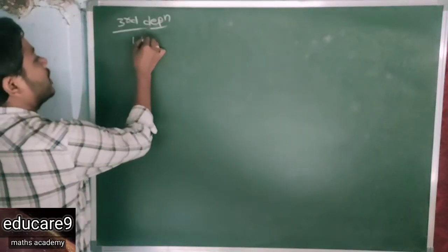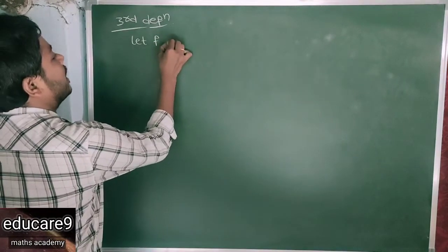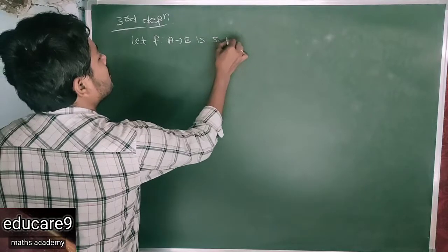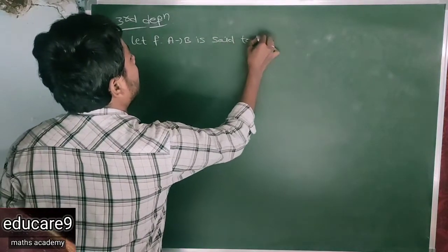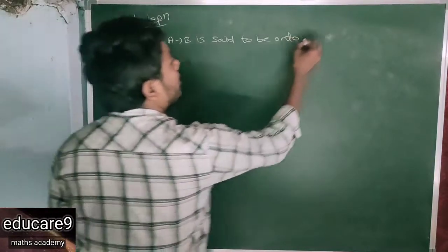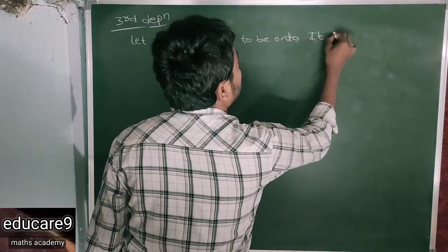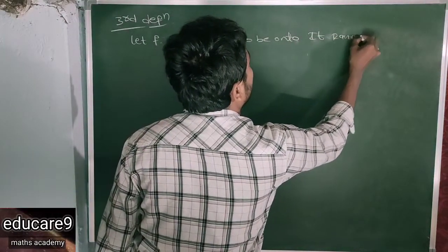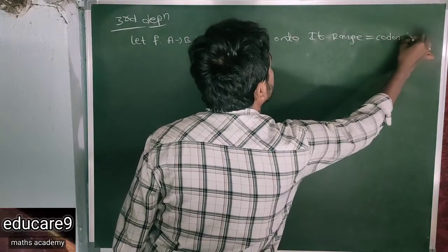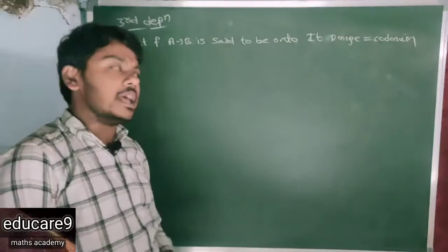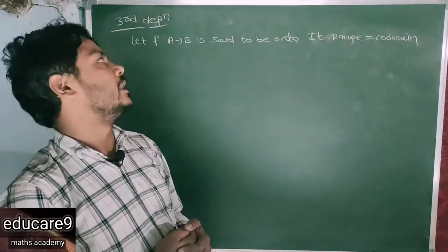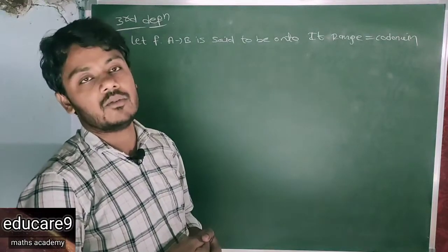So, third definition. Let f from A to B be said to be onto if range is equal to codomain. Range is equal to codomain. So what is the range? The set of all images is called the range of the given function.